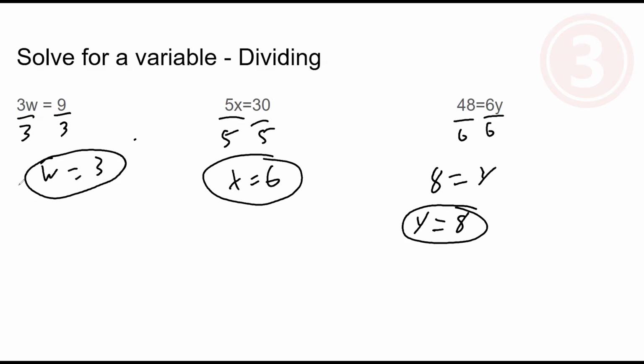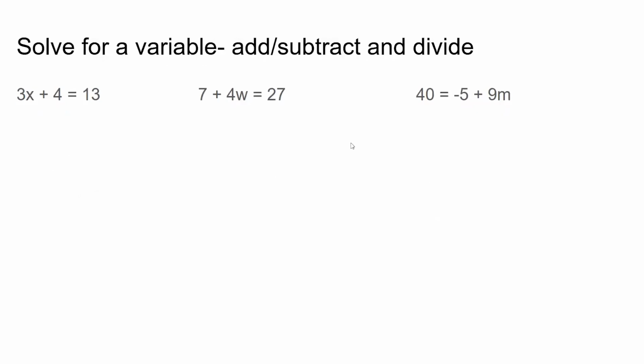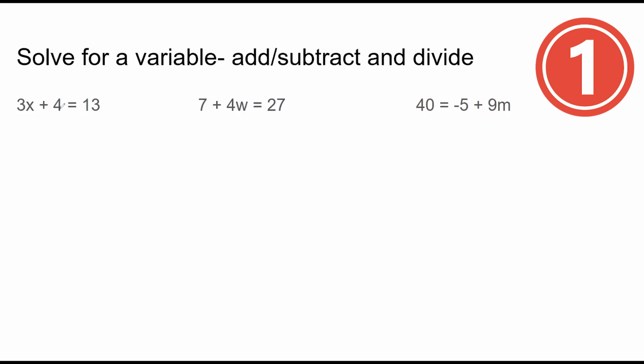Either way is fine. What if you have to add and subtract and divide? What do you do first? Well, you got to get rid of the constant first. You got to add or subtract first. So if you have +4, you do a -4, and you have 3x equals 9. Then I divide by 3, divide by 3. So 1x or x equals 3.